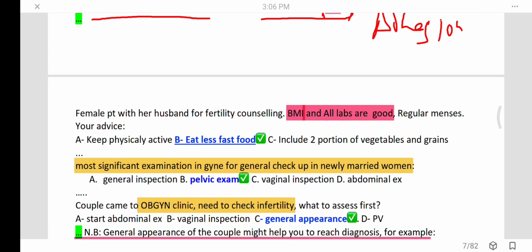And the other question is: a female with her husband for fertility counseling, her BMI and all labs are normal. Regular menses are there. So what is the best advice? You have to advise eating less fast food.